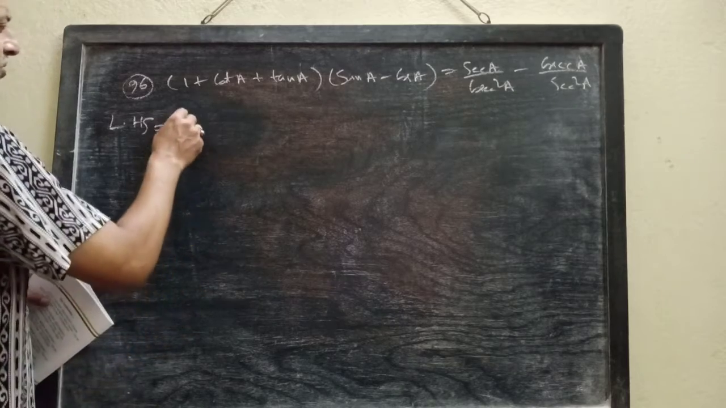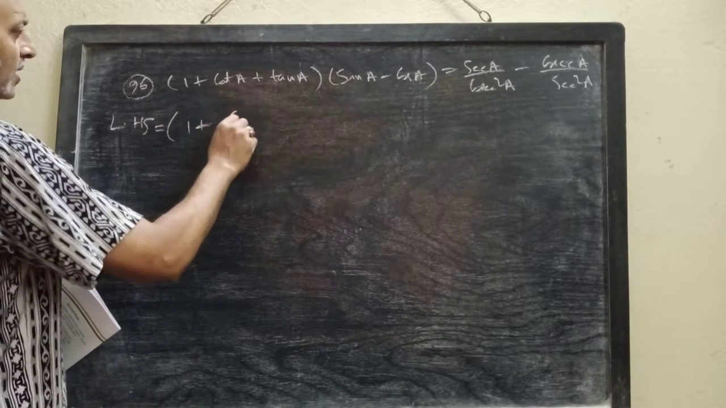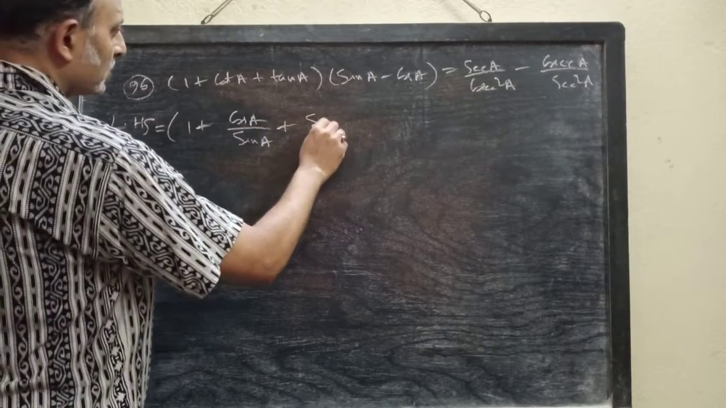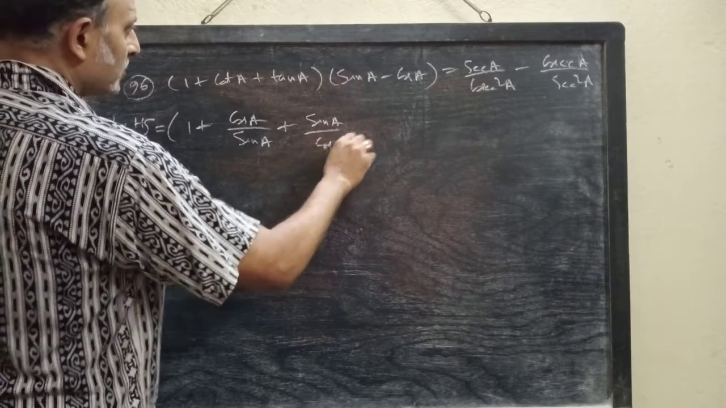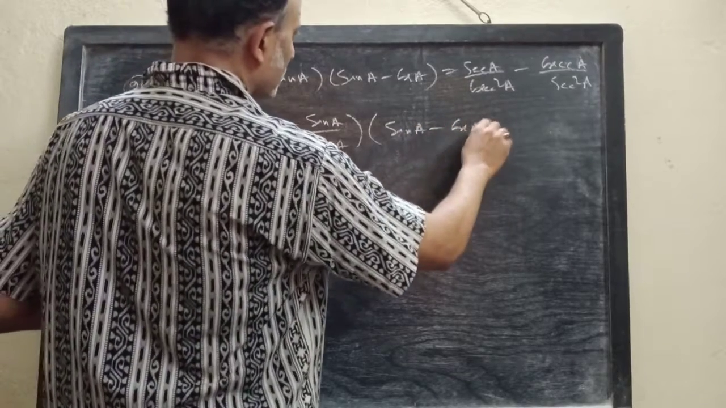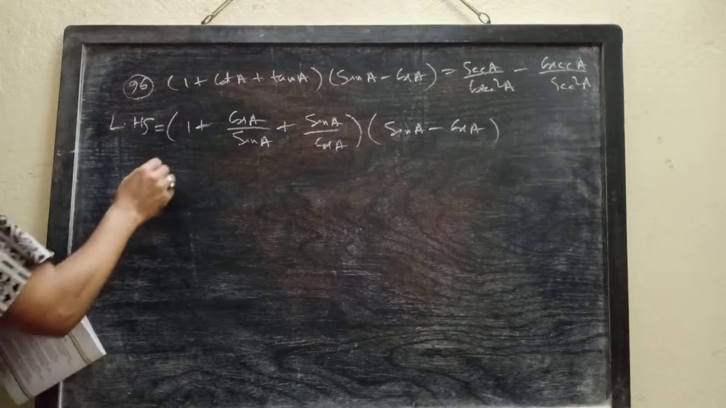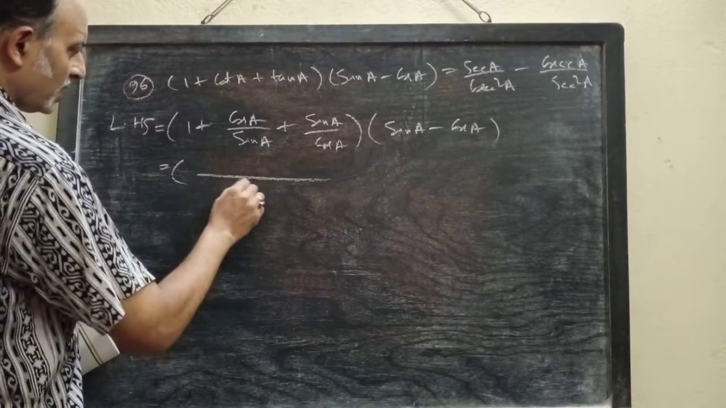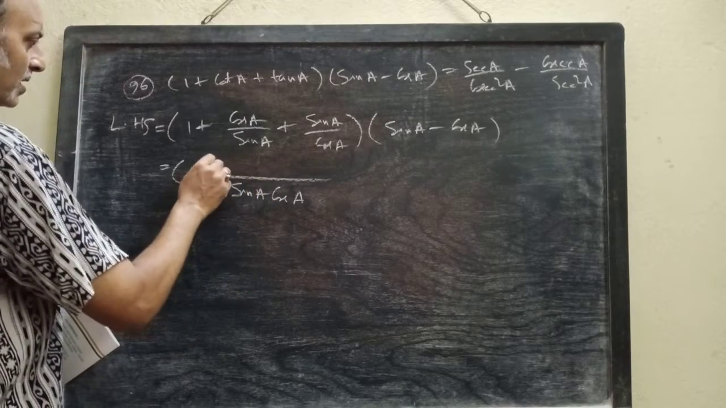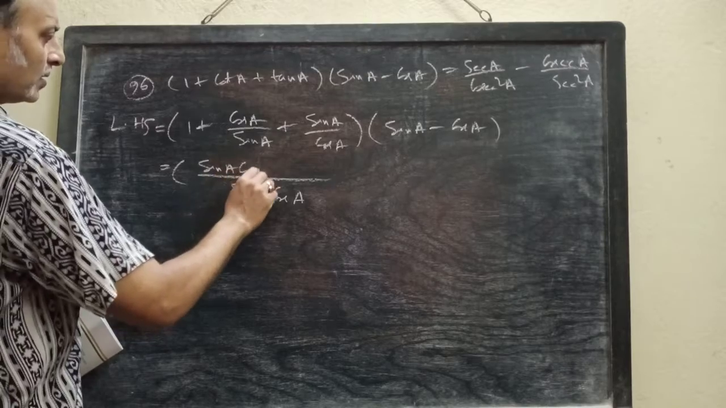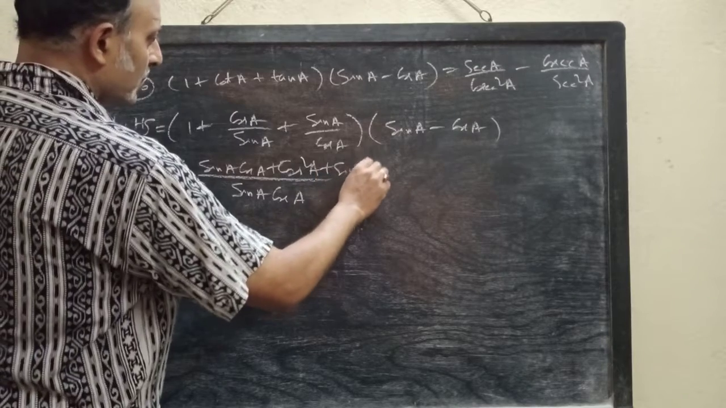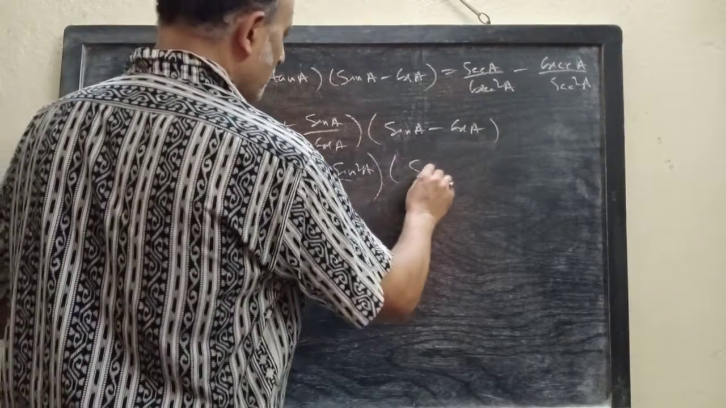Write in terms of sin A and cos A. So write 1 plus, write cot A as cos A by sin A, plus sin A by cos A, into sin A minus cos A. Now make the LCM sin A cos A. Now here it becomes sin A cos A plus cos square A plus sin square A into sin A minus cos A.